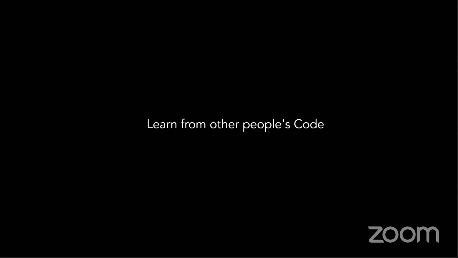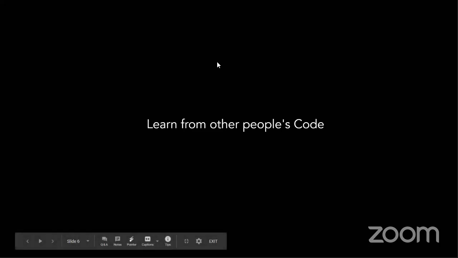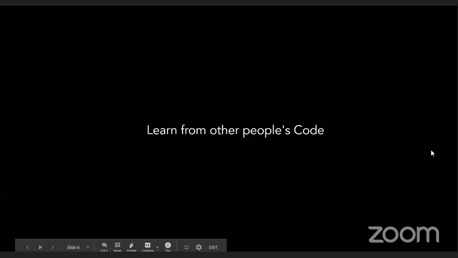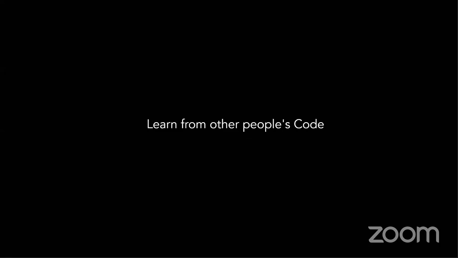GitHub is one of the better sources for learning, and when you start seeing other people's code, you start getting the different perspectives of the people, how they are writing, and that way you'll get a lot of different approaches to solving a particular problem, and that also helped me in learning over the years. And yeah, next.